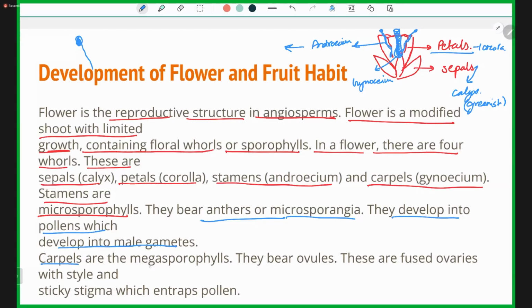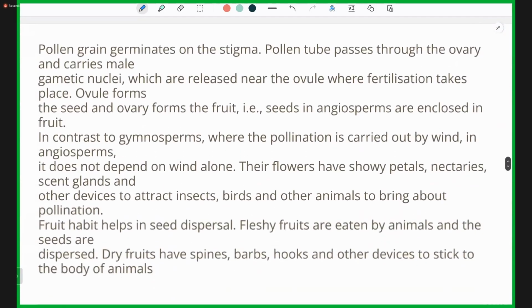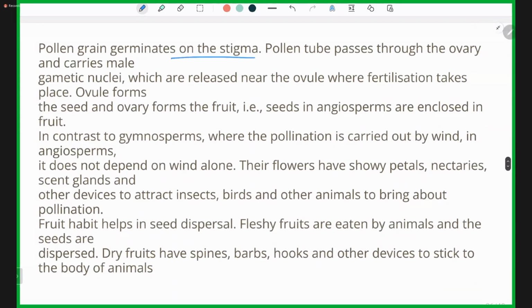Now, the carpels are the megasporophylls and they bear ovules. These are fused ovaries with style and sticky stigma, which entraps pollen. So, the megasporophyll or carpel has a style and a stigma. Stigma is the topmost portion, then there is style, and then there is ovary. And inside the ovary, ovules are produced. Now the pollen grain germinates on the stigma, and the pollen tube passes through the style and carries male gametic nuclei, which are released near the ovule where fertilization takes place.